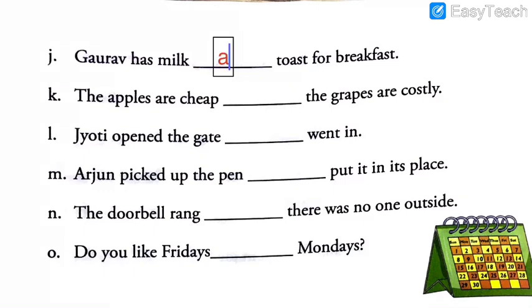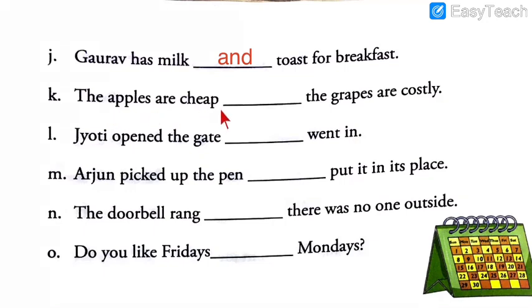Answer will be and. Why will and be the answer? Can anyone explain this? It is pretty easy to understand that Gaurav has milk and toast for breakfast. Now the ideas before the blank and after the blank are similar to each other. They match with each other. That is why we have used and to combine both the ideas. Now let us solve the last blanks here.